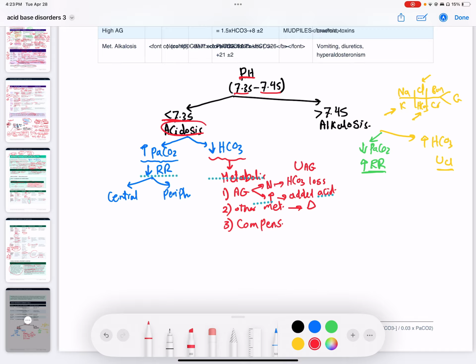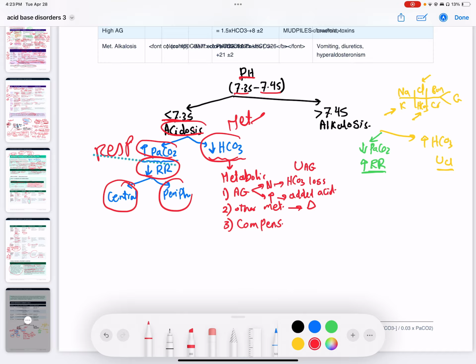If it's acidosis and high PaCO2, that means it's respiratory acidosis. And that's mainly because of hypoventilation, decreasing the respiratory rate. And we need to figure out whether the hypoventilation is because of central etiology or peripheral etiology. And we talked about it. If the acidosis is accompanied with low bicarb, that means it's metabolic acidosis.